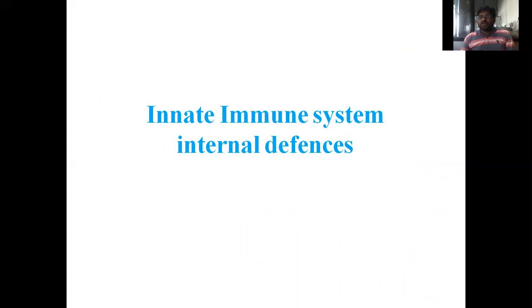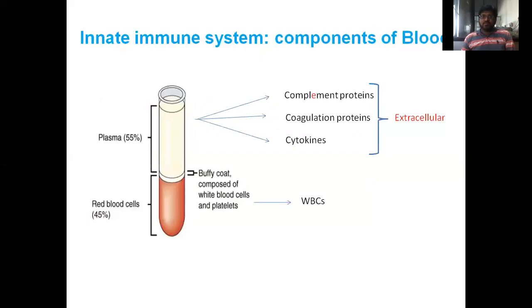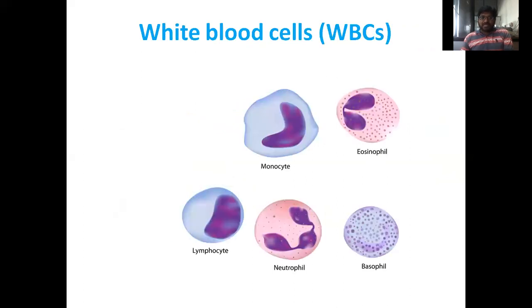Now let's talk about the innate immune system and its internal defenses. The innate immune system components of the blood: blood contains two parts, plasma and the red blood cells, serum. Plasma contains complement proteins, coagulation proteins, and cytokines. The buffy coat is composed of the white blood cells, known as WBCs, and the platelets. This is the extracellular part that is an important factor for the immune system, innate immunity. Let's start with the white blood cells.